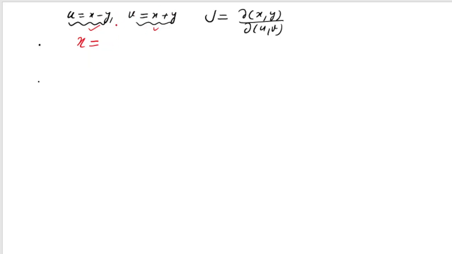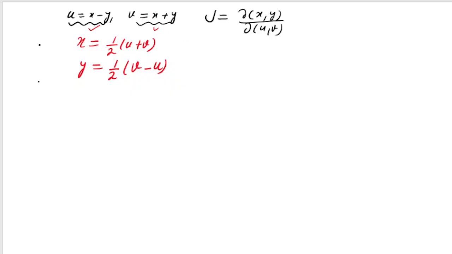So 2x is equal to u plus v, so x will be equal to 1 by 2 times (u plus v). And if I ask you what is y, how will you get y? You just write v minus u. So if you subtract, y will actually be equal to 1 by 2 times (v minus u). I hope you got it.